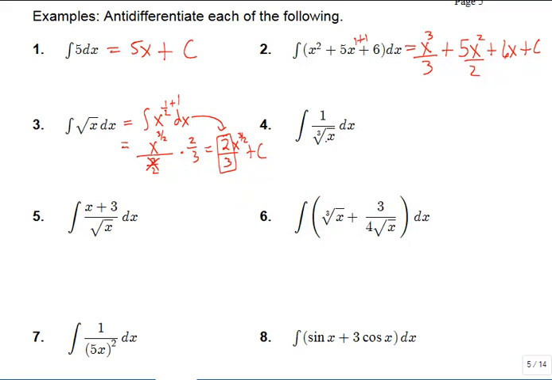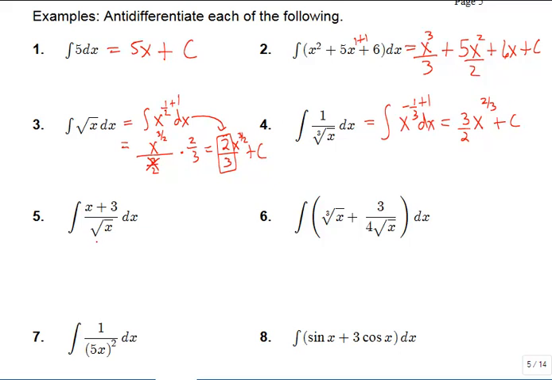Let's try that again on this one. So here we have a cube root, which is a 1/3 power, but because it's in the bottom, that means it's negative. So if we use our power rule, we want to add 1 to the power. Negative 1/3 plus 1 is negative 1/3 plus 3/3, or 2/3. And then your reciprocal power will go out front, so you should have a 3/2 out front, and then a plus c on the end.